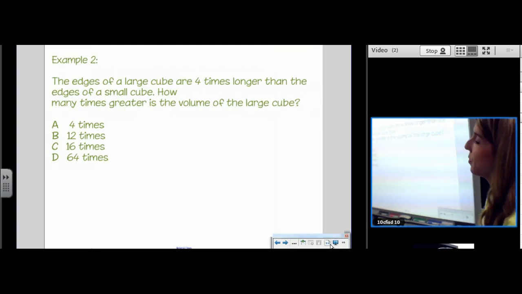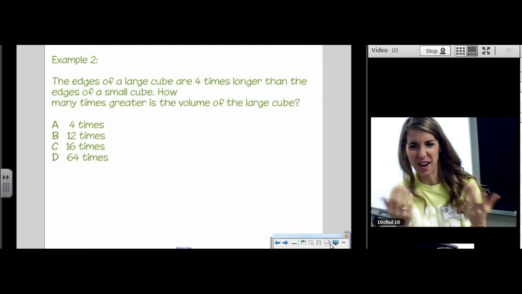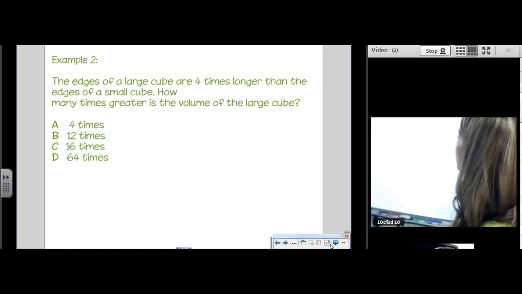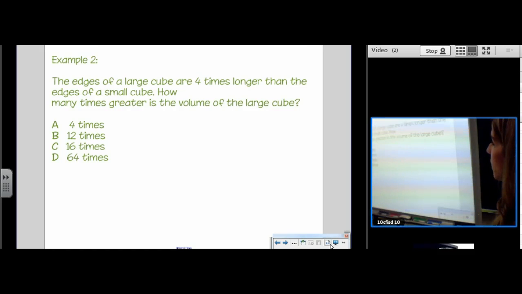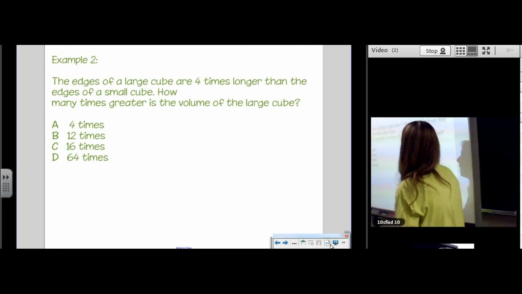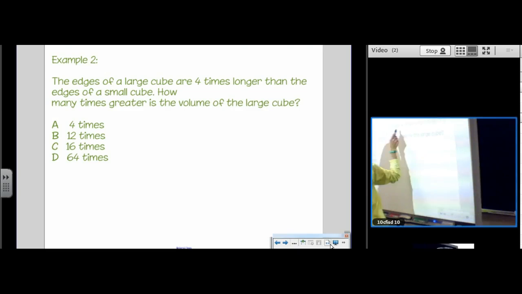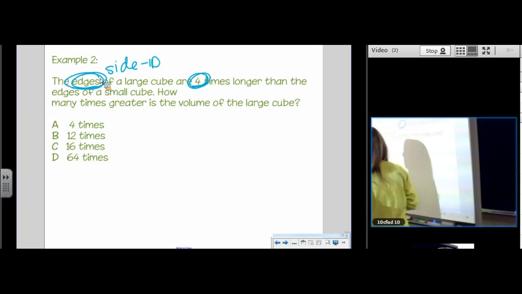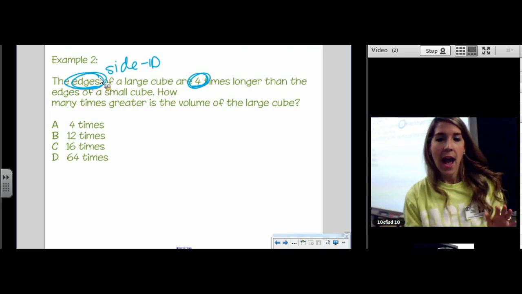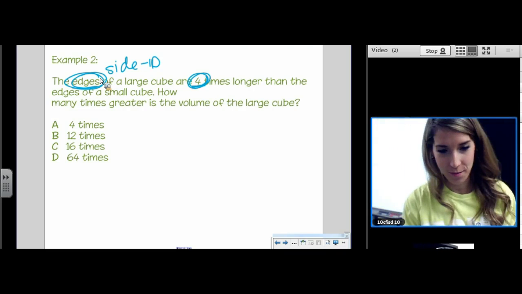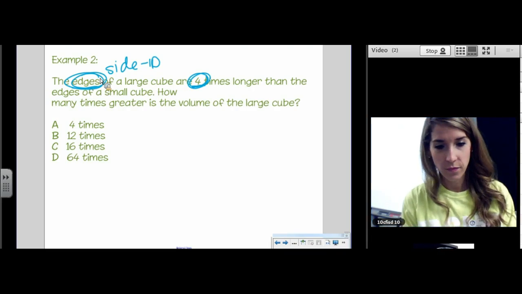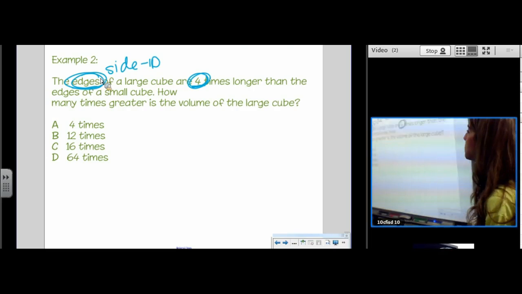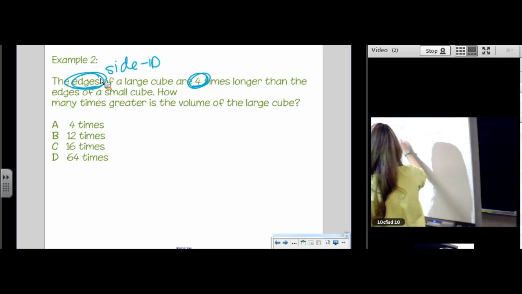Okay, here's where we put it to use in a story problem. Well, it's not really a story quite yet. The edges of a large cube are 4 times longer than the edges of a small cube. Keyword, edges. Here are the important things. An edge is just a side. An edge is one-dimensional. How many more times greater is the volume? So now you know what to do. How many times greater is the volume?